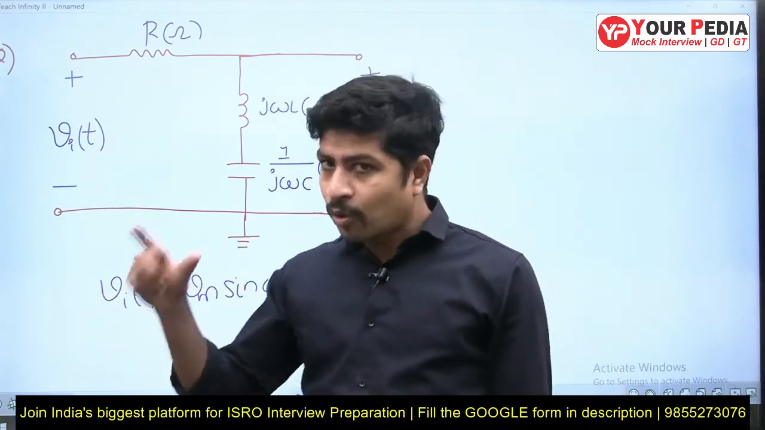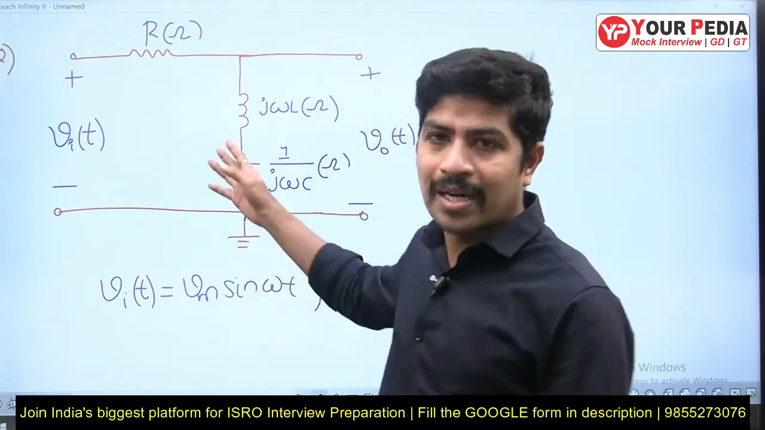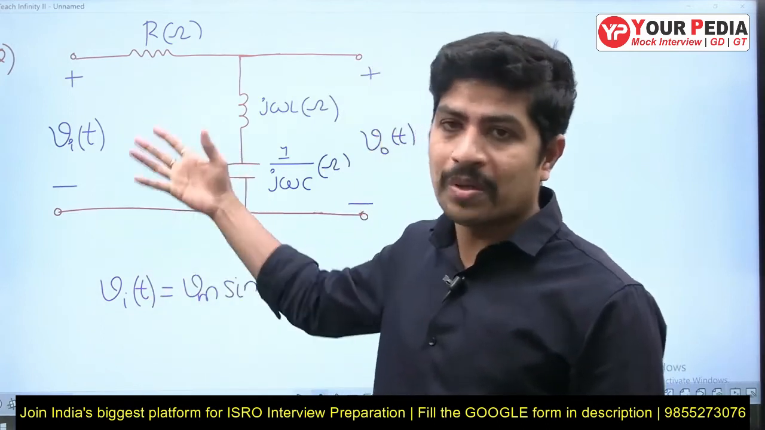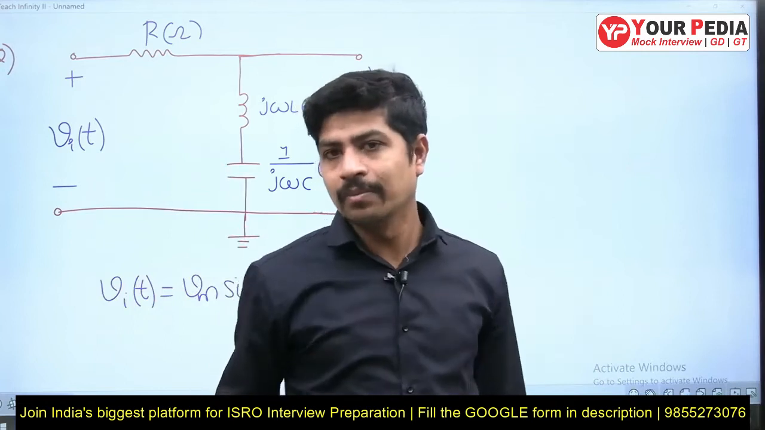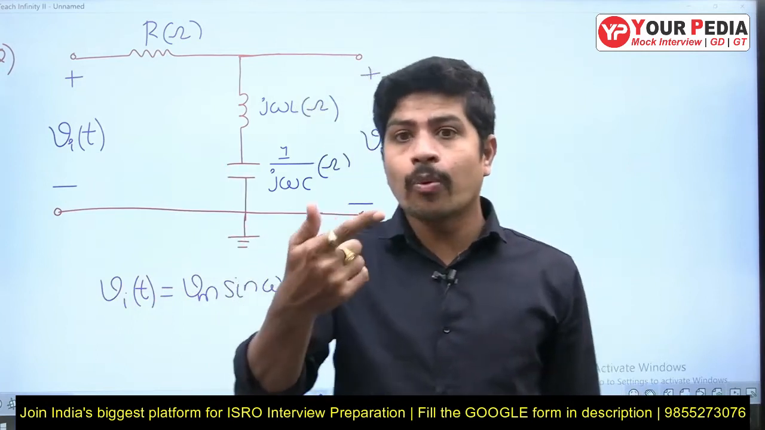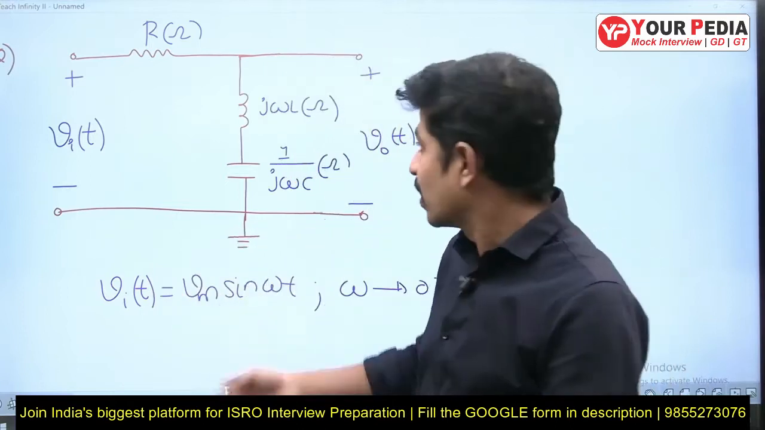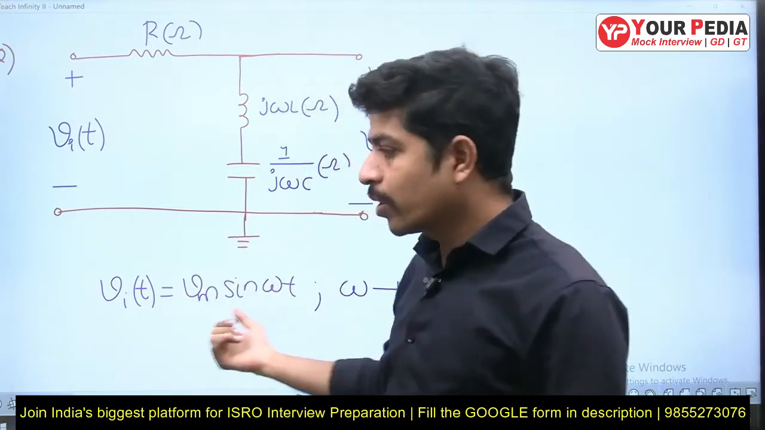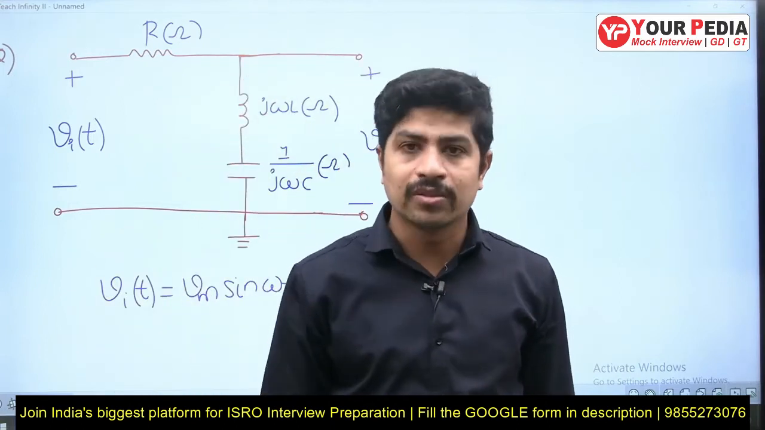See, they don't want only the answer. You may give the answer as, sir, band stop filter, or band pass filter, or high pass filter, or low pass filter. That is immediate for them. They will see your approach towards the question, in what way you are approaching. So you have to start explaining like this, sir, as we are varying frequency from 0 to infinity, resonance will occur. Immediately the question will be, what is resonance?